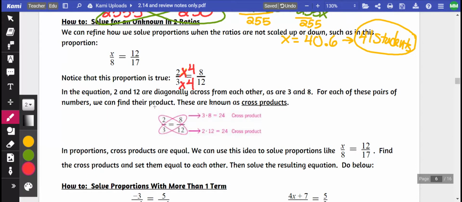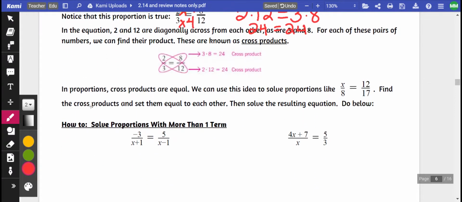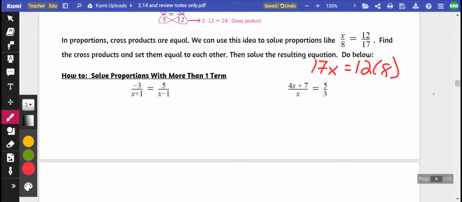In the equation, 2 and 12 are diagonal, which we call our cross products, and we can also see that they end up equaling each other. If you were to take 2 times 12, it's equal to 3 times 8. Both will give you 24. So we're able to solve it that way as well. In proportions, cross products are equal. So we can use this idea to solve it. So we could have 17x equals 12 times 8 and solve from there. So that's what we're going to do when we have our proportions.